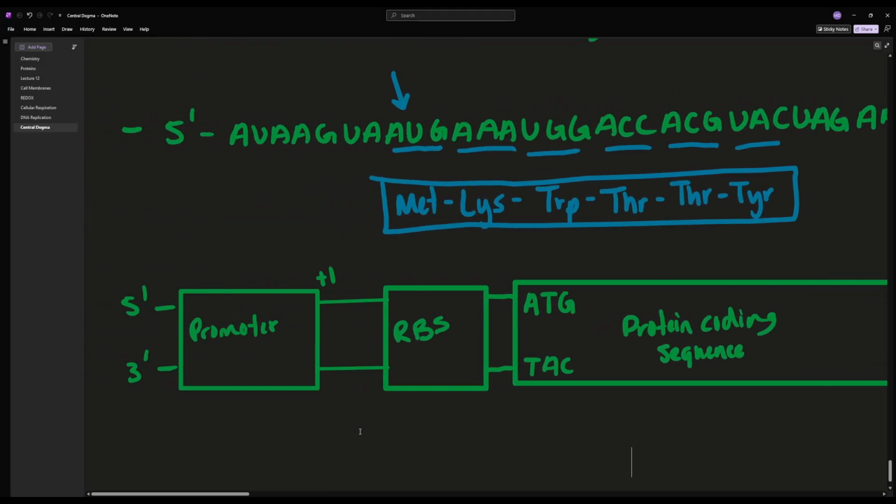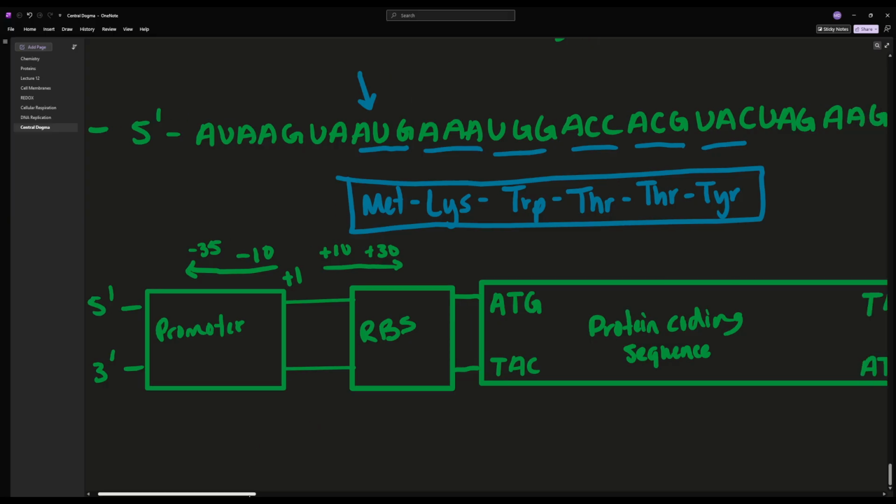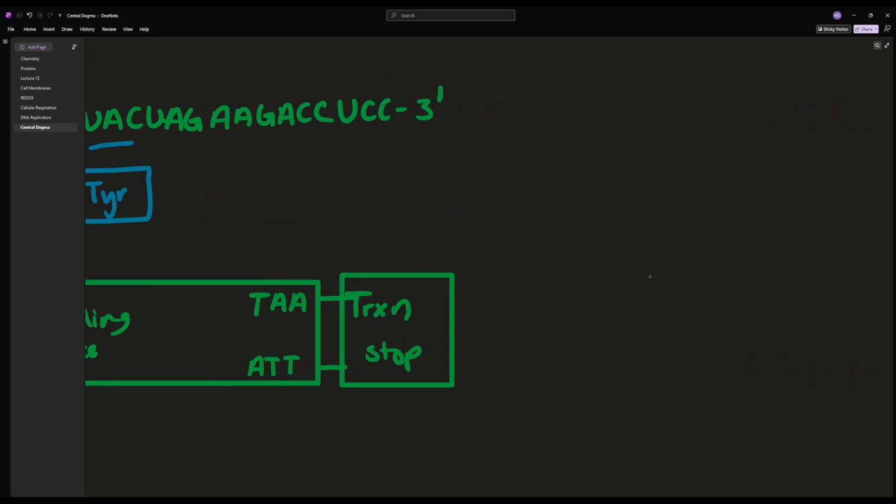In terms of these numbers, like I said, the +1 is the first nucleotide read. Anything in this direction are negative values. So this would be like -10, -35. Those are common sequences. And this way are going to be positive values. So maybe +10, +30, stuff like that. And then maybe we can write the other ends, 3' and 5' here.